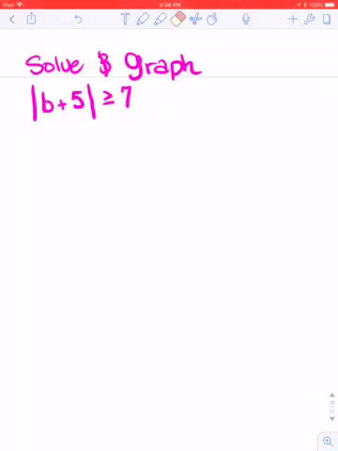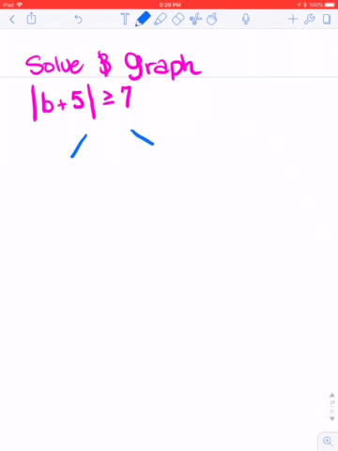Okay, guys, let's go through some solving with the absolute values and the inequalities that we've been dealing with. So remember, the big idea is to get the absolute value by itself. So in this case, I can see the absolute value is by itself. So we're going to make our two branches.